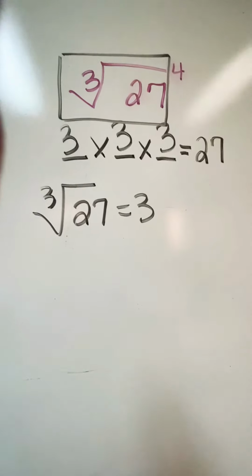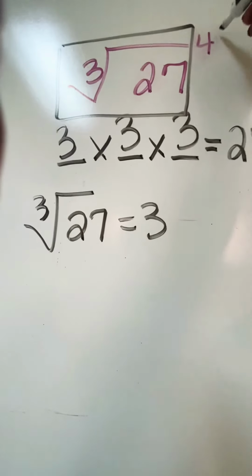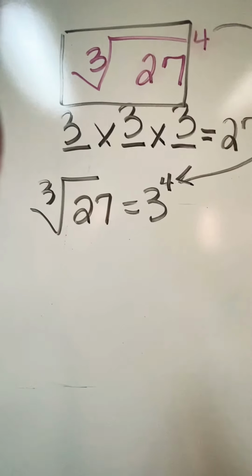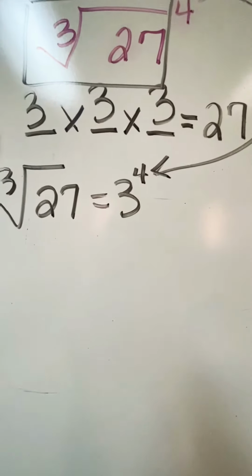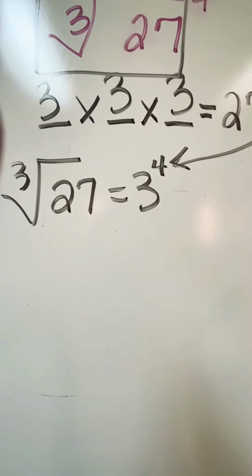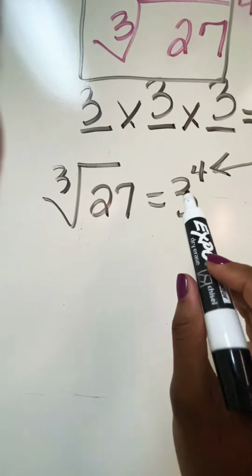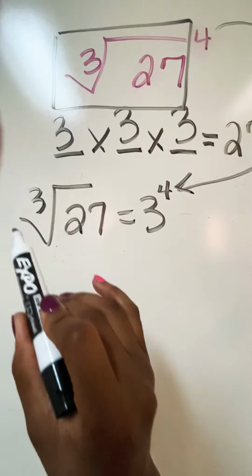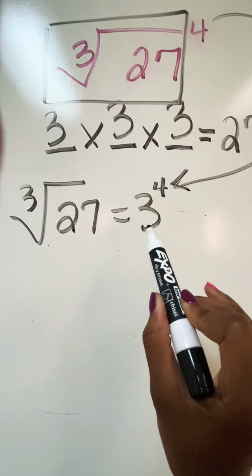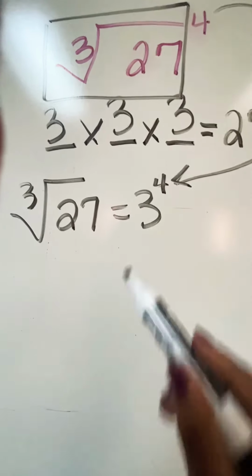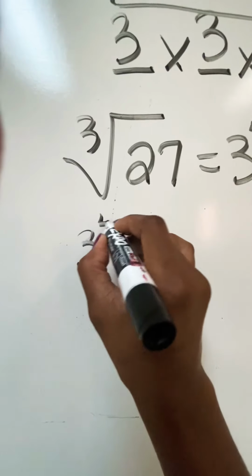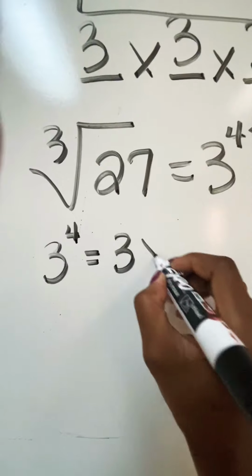So after we do that, the next step is to take this exponent, and you're going to use that to raise the answer to that power. So here, we found the cube root of 27 is 3, and the exponent in this problem was 4. So after we get that answer right here, we're going to raise that answer of 3 to the 4th power. And 3 to the 4th power is the same thing as multiplying the 3 four times.